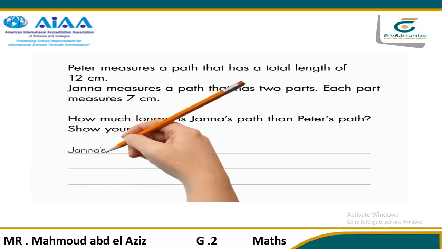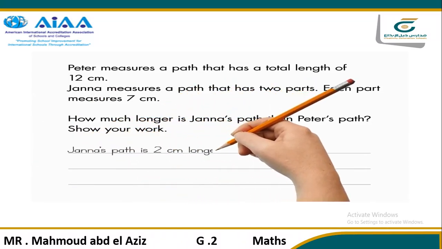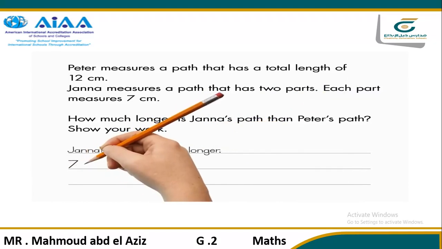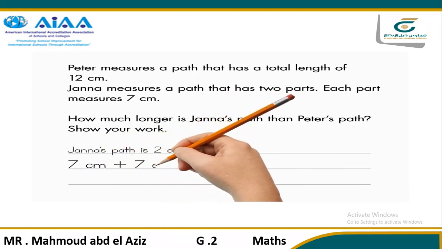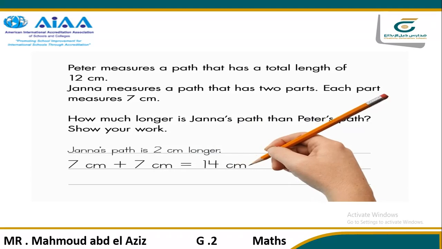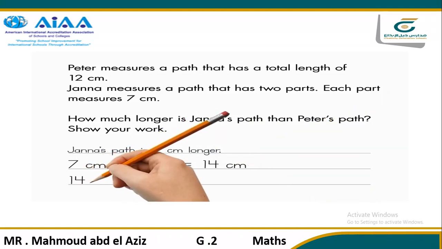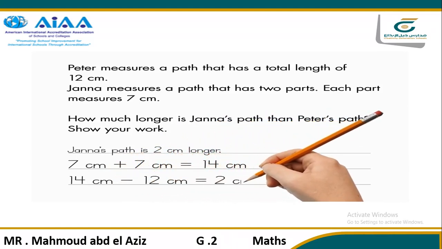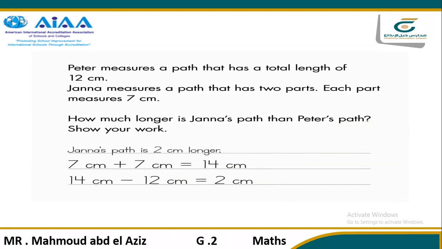Listen and look for other students who correctly state that Jana's path is 2 centimeters longer than Peter's path. Look for student work that shows that 7 centimeters plus 7 centimeters is equal to 14 centimeters. So Jana's path is 14 centimeters long. And that shows that 14 centimeters minus 12 centimeters is equal to 2 centimeters. These students show that they understand how to subtract to compare the lengths of two objects. As students apply what they know about operations to solve word problems involving length, they are developing valuable problem-solving skills.